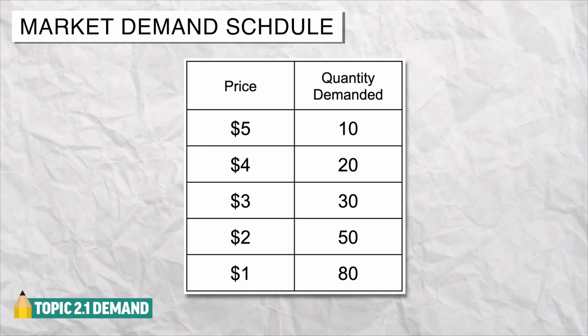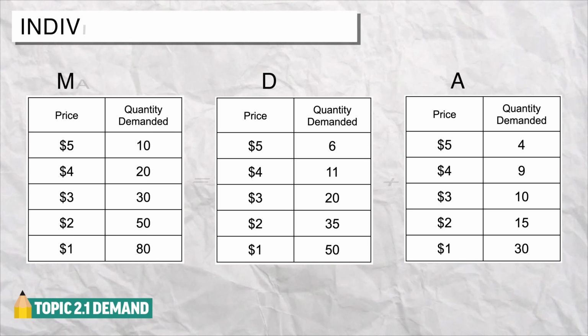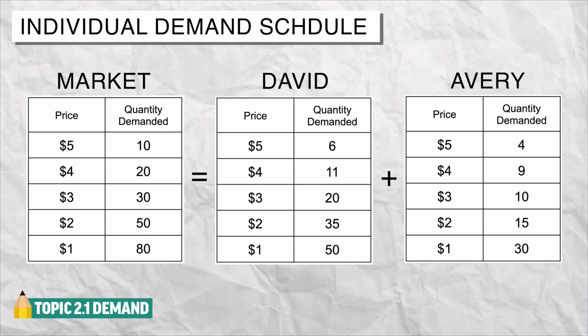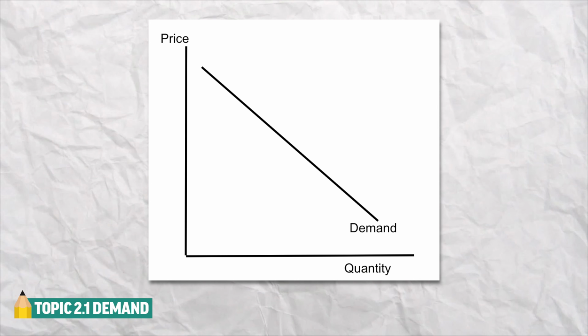This is a demand schedule for a market. It shows the different quantities that consumers are willing and able to pay at different prices, and it shows the law of demand. When the price is lower, consumers are willing and able to purchase more. And a market demand schedule is made up of individual demand schedules showing the preferences of specific people, and each are subject to the law of demand.